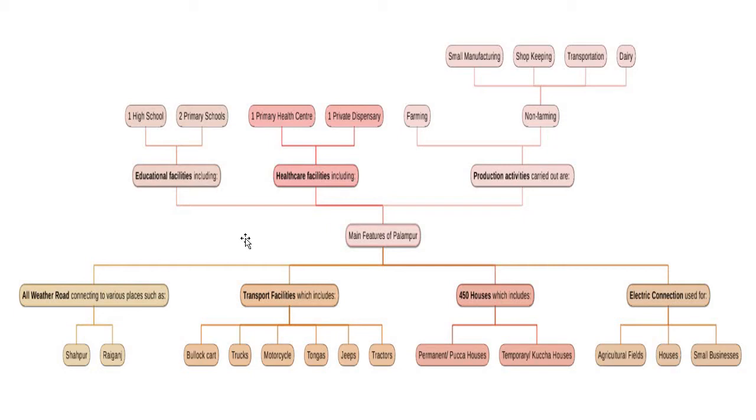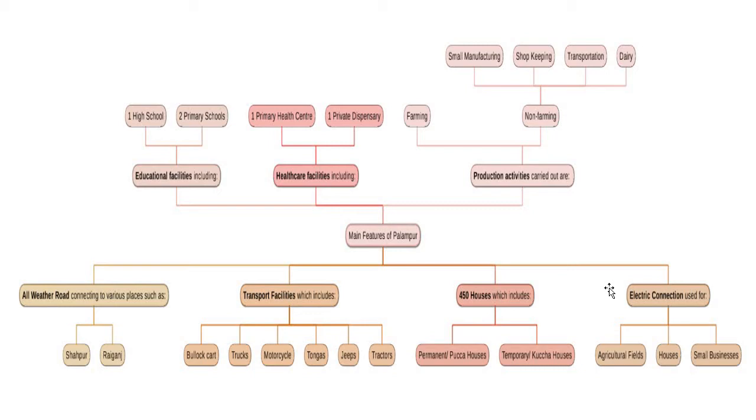Palampur has got 450 houses, which includes both permanent and temporary houses. Now, permanent houses are those which are built by brick and cement, and temporary houses are the ones which are made by mud. So, about the electric connection.